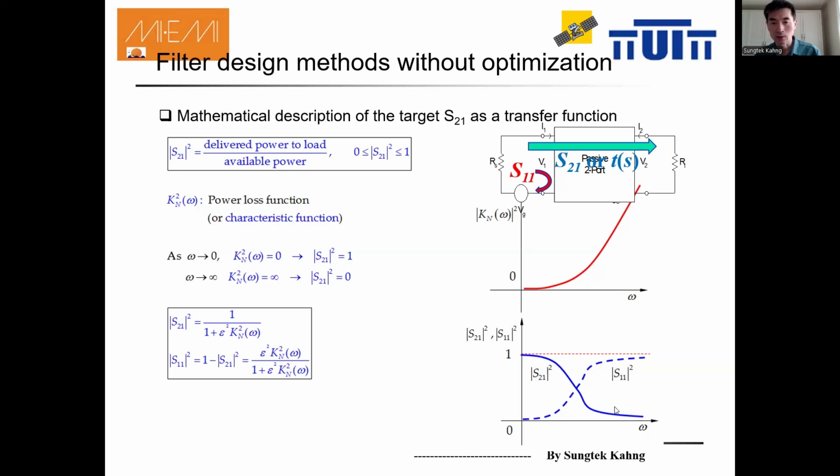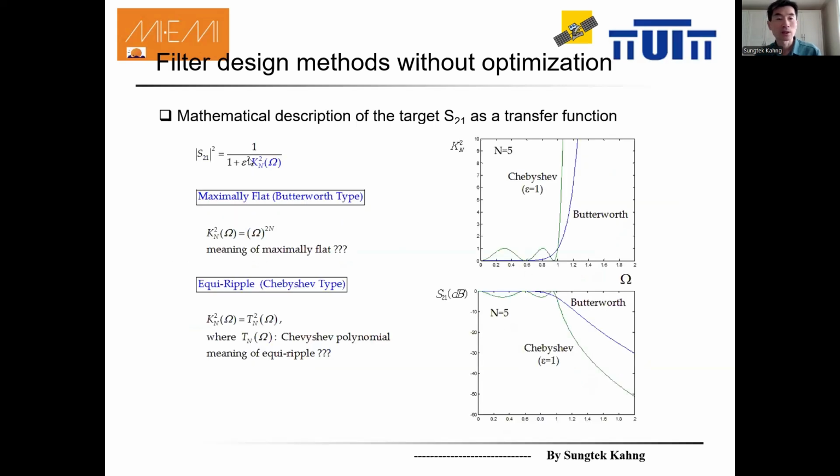Here S21 and S11 also show the flipping or mirroring effect. When S21 is maximum, S11 becomes the minimum, and vice versa. And K_n, luckily, can be the polynomials well known to the microwave engineering community under the name of maximally flat. This is the Butterworth or maximally flat or binomial function. And equiripple, whichever name, either will be fine.